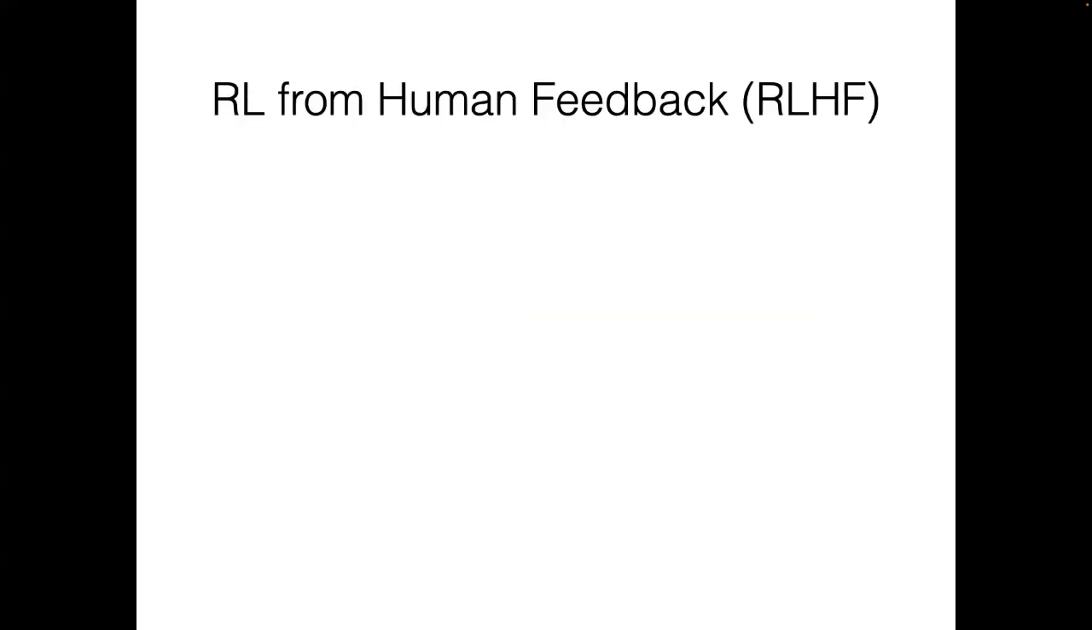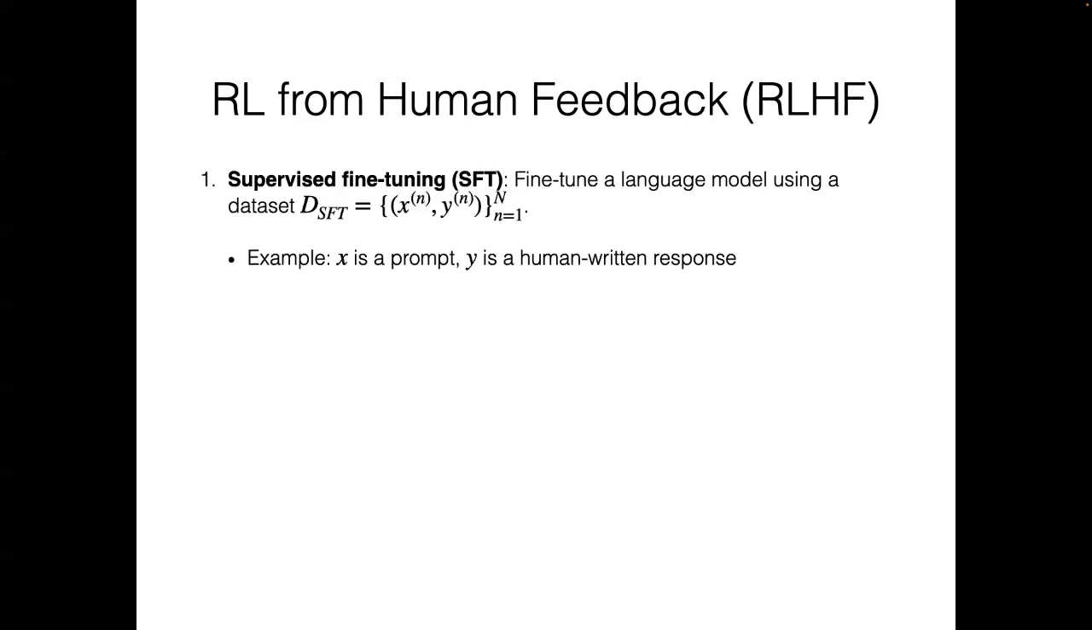So one pipeline that has been developed for doing this is called reinforcement learning from human feedback, or RLHF. And really, there's three main stages involved. The first stage is referred to as supervised fine-tuning, or SFT. Here we take some pre-trained model and we fine-tune it on some data set. And the data set has both inputs and outputs.